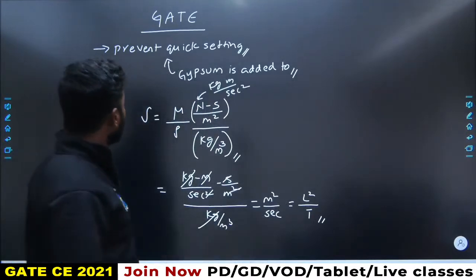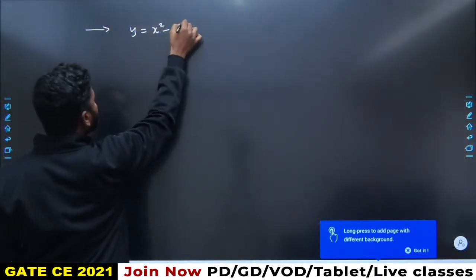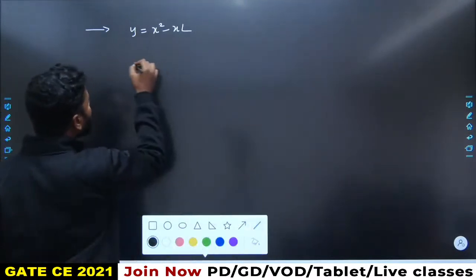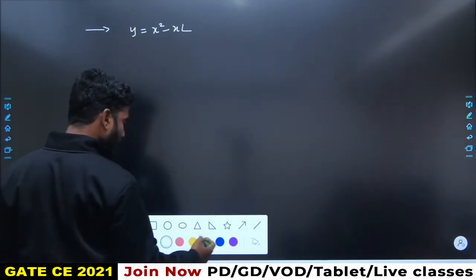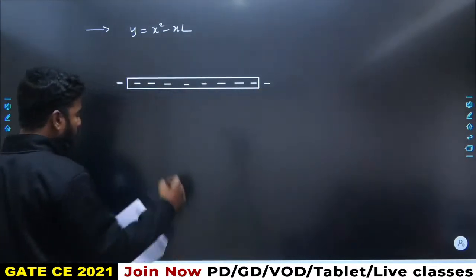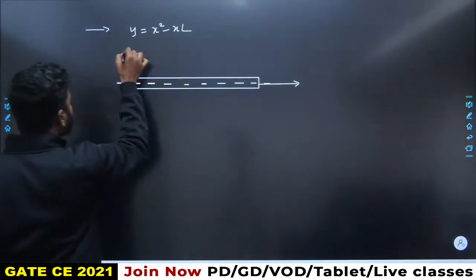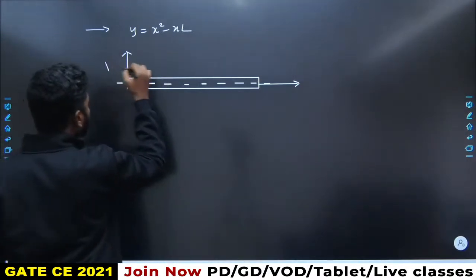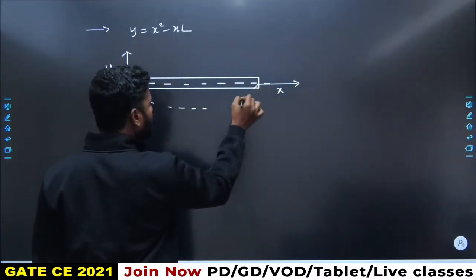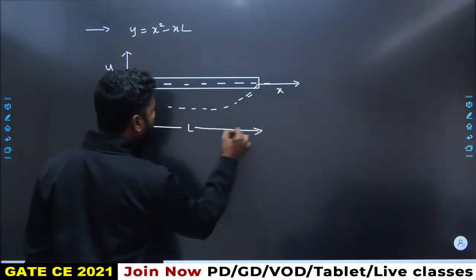Fine. Next question: the equation for deformation. The equation for deformation is given as y is equal to x square minus xl. A beam is given to you something like this, and there is something in the y direction and something in the x direction. This is y and this one is x. Let us say the deformation curve is something like this, and the length is L.